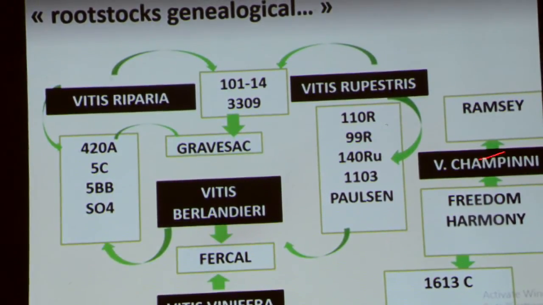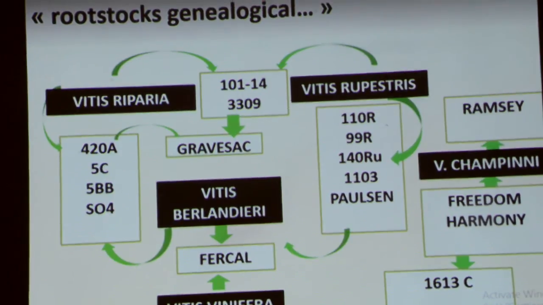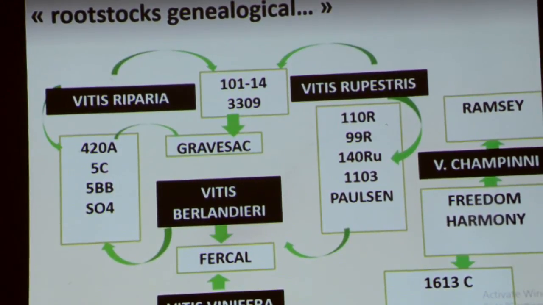rootstocks, coming from Vitis champini. Ramsey is a selection of champigny, and Freedom and Harmony is a crossing from champigny and 1613 Cooder.